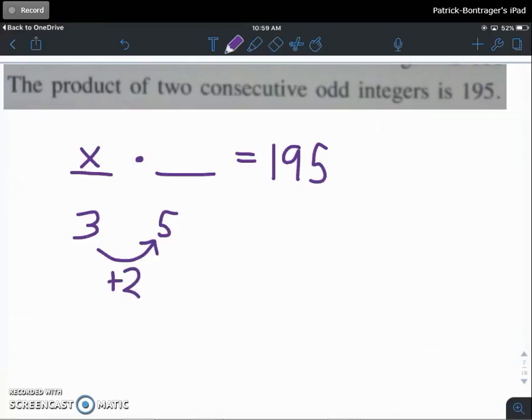So to go from one odd integer to the next odd integer, I'm going to add 2. If I put 7, again, I would be adding 2 to get to the next integer. So how I go from one odd integer to the next is I add 2. So if I start at x and I want the next odd integer, it'd be x plus 2. And I'll put that in parentheses just so we understand that group together. Again, we're not going to solve this today. We're just writing it out.